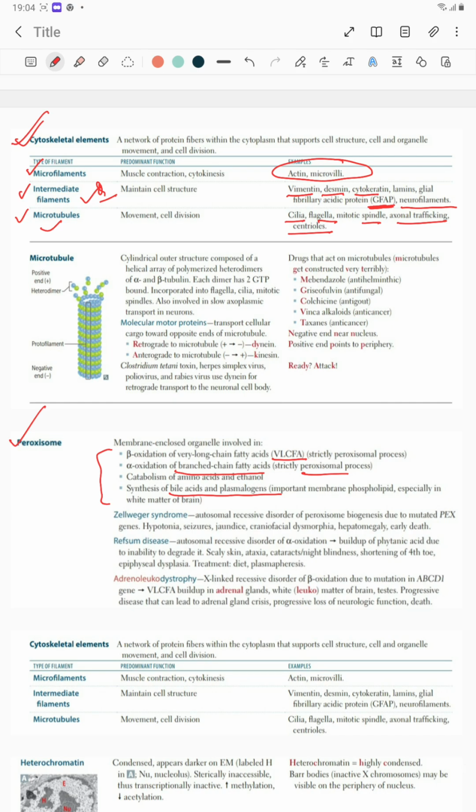Whenever there is a defect in the peroxisomal oxidation, it leads to three main disorders. Zellweger syndrome, in which there is PEX gene involvement. Then Refsum's disease, when there is a defect in the alpha oxidation, it leads to accumulation of phytanic acid; there is phytanoyl coenzyme A hydroxylase deficiency. And adrenoleukodystrophy, in which there is a beta oxidation defect due to mutation in the ABCD1 gene. It leads to accumulation of very long chain fatty acids in the adrenal gland, in the white matter of the brain and testis.